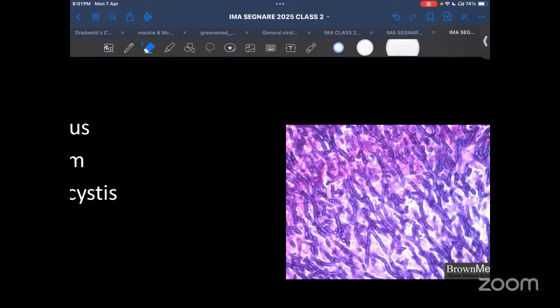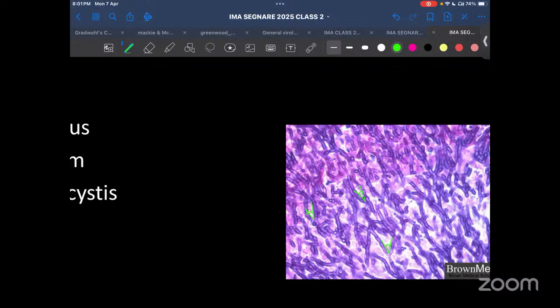Now see the branching here. What type of branching is this? This is acute angled branching, or narrow angled branching. Okay, so the septate hyphae with narrow angled branching.